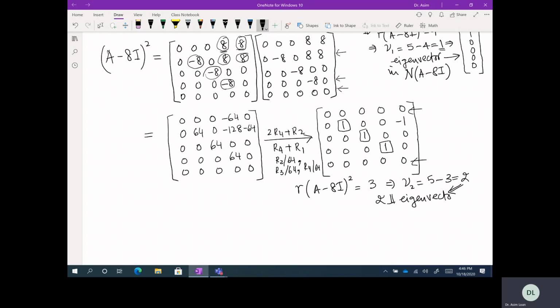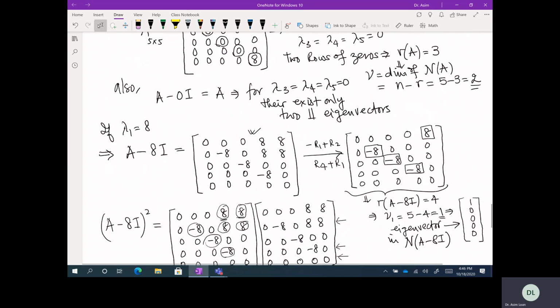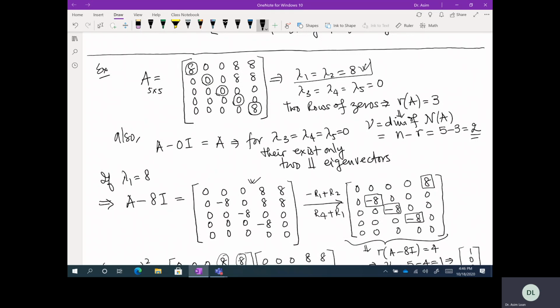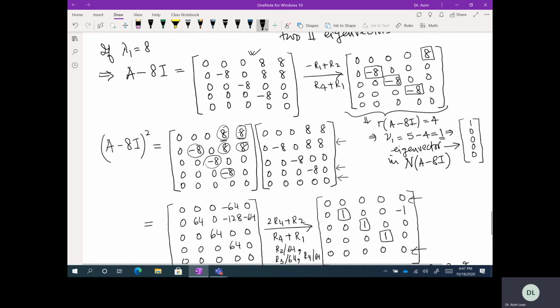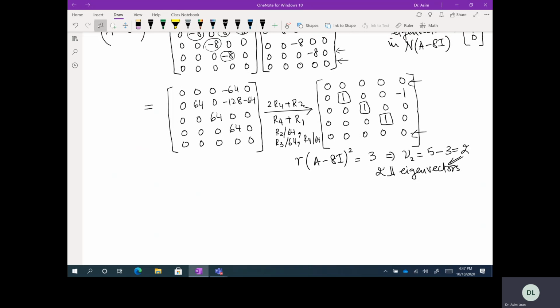And now we can stop. Why? Because lambda is equal to 8 is repeated twice. So lambda is equal to 8 is repeated twice. So all we needed was 2 eigenvectors. So good. Now let me see what are the eigenvectors. So what are the 2 eigenvectors? So the 2 eigenvectors are 2 eigenvectors in null space of A minus 8I squared, right? And they should not be in the null space of A minus 8I. Are, and what are those?